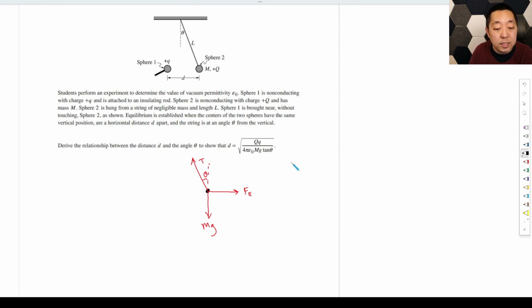Next step is identify the acceleration. Well, they're just hanging here, so the acceleration is 0. So we know that the net force is going to have to be 0 ultimately. We do need to decompose the forces though, right?